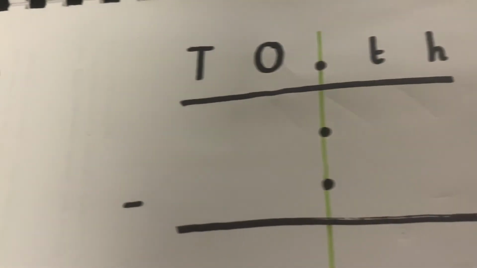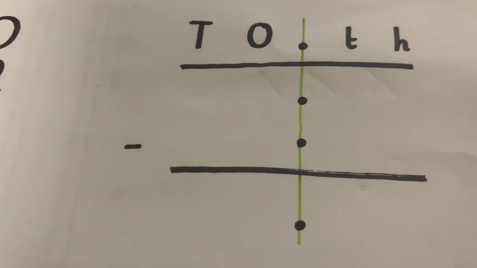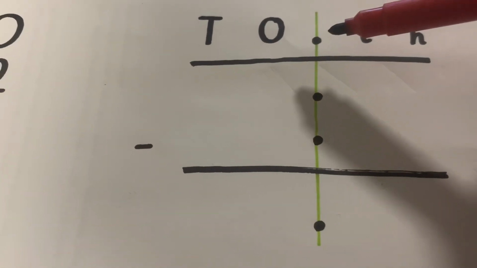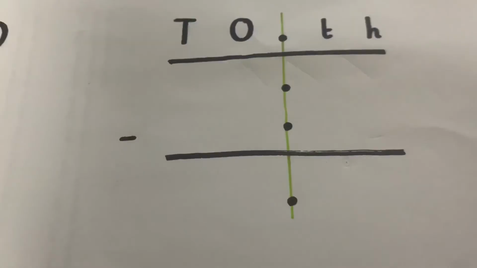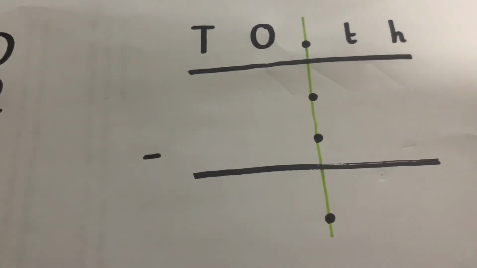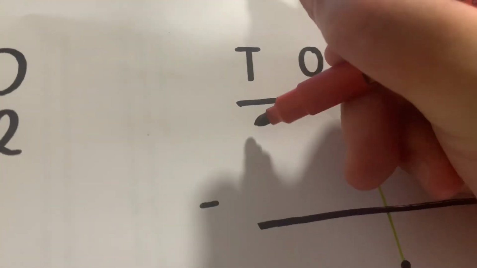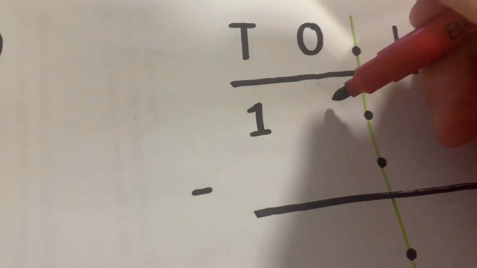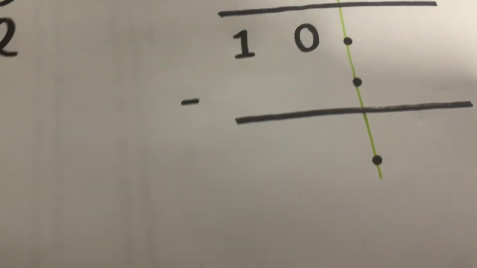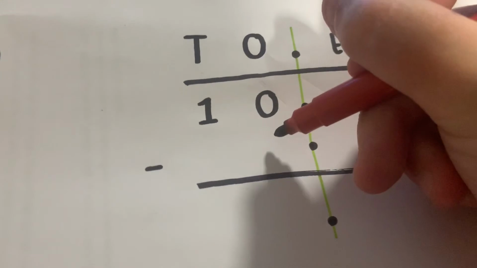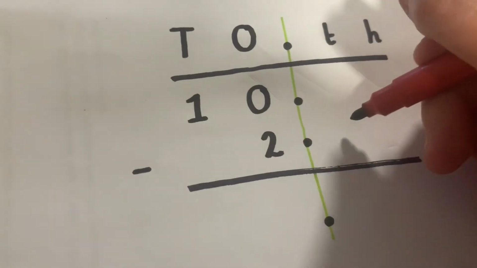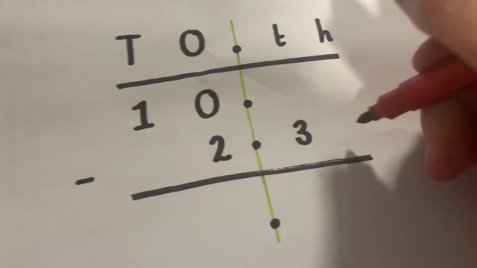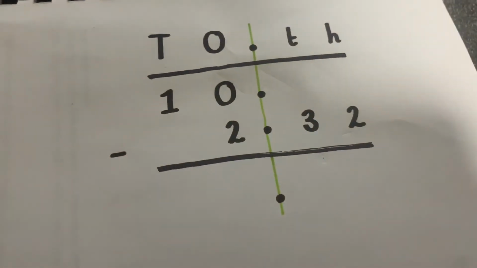Now when we line it up in our columns, if you're unsure on this, a really good point of reference is that decimal point, because it never ever changes position. It always stays in the same place. So we know that 10 goes in there, and our 2.32, the 2 goes in the ones column, the 3 in our tenths column, and the 2 in our hundredths column.